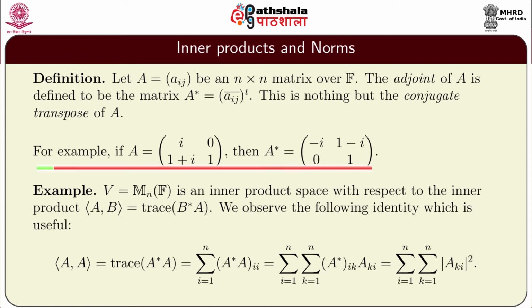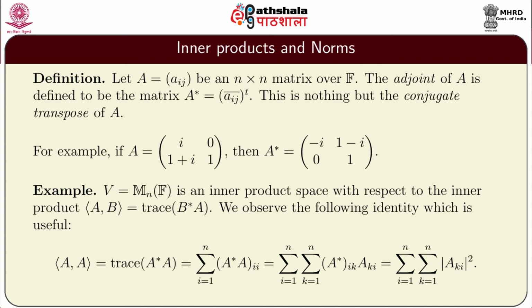For example, if A is this 2 cross 2 matrix with entries i and 0 in the first row and 1 plus i and 1 in the second row, then the adjoint A star is equal to minus i, 1 minus i in the first row and 0, 1 in the second row. We will see that this notion of adjoint will play a very important role when we talk about linear operators on inner product spaces.